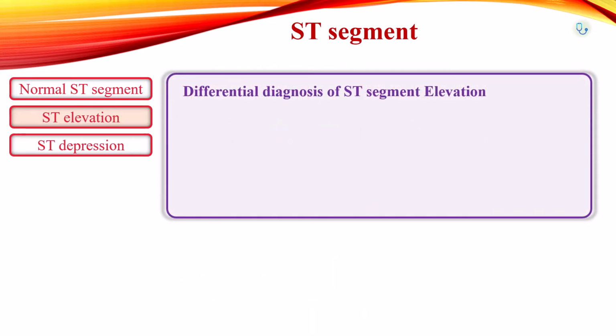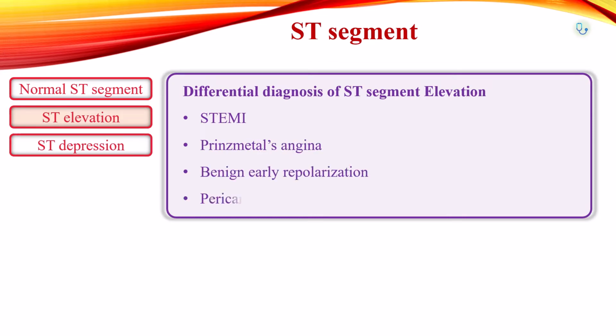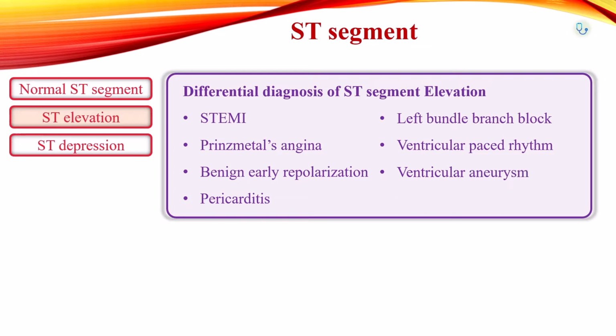The differential diagnosis of ST segment elevation includes transmural acute myocardial infarction, coronary vasospasm or Prinzmetal's angina, benign early repolarization, pericarditis, left bundle branch block, ventricular paced rhythm, ventricular aneurysm, Brugada syndrome, and increased intracranial pressure.